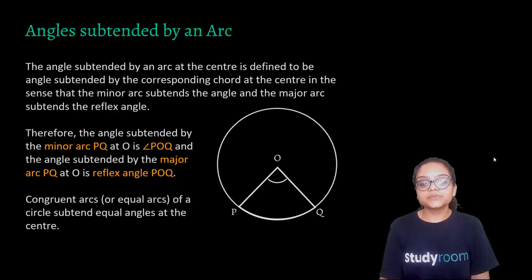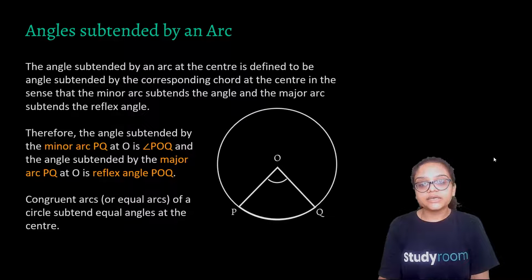The angle subtended by an arc at the center is defined as the angle subtended by the chord at the center, in the sense that the minor arc subtends the angle and the major arc subtends the reflex angle. I'll be explaining this whole thing in a very easy way. How does the arc subtend an angle at the center?